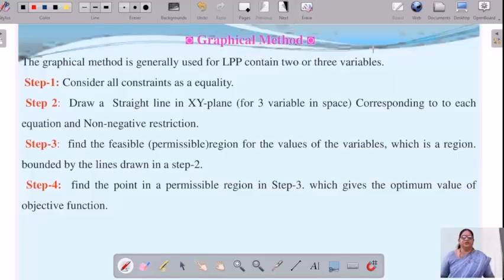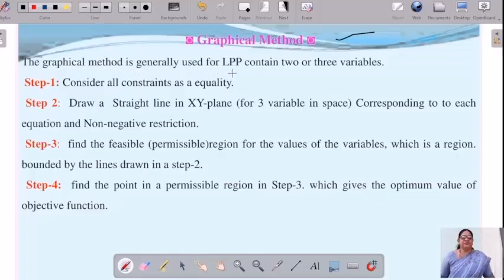As we know, there are 3 or 4 methods to solve the linear programming problem. First is the graphical method, second is the simplex method, then the dual simplex method, and the big M method, which is sometimes called Charnes' M technique method. Today we will learn the graphical method. Let us see the procedure of graphical method.